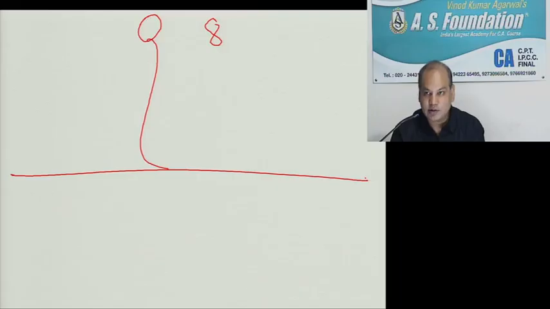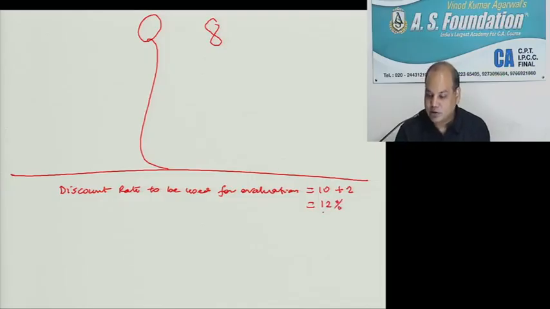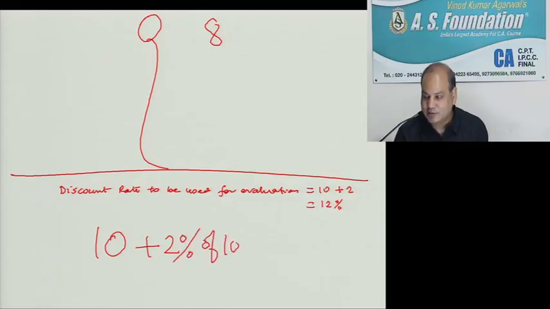In bracket, tax rate is 50%. But they wish to mark up this by 2% to cover the effect of inflation. So what is the discount rate to be used for evaluation? 10% is cost of capital and 2% inflation premium. So 12%. Some students take 10 plus 2% of 10. So how much is that? 10.2.